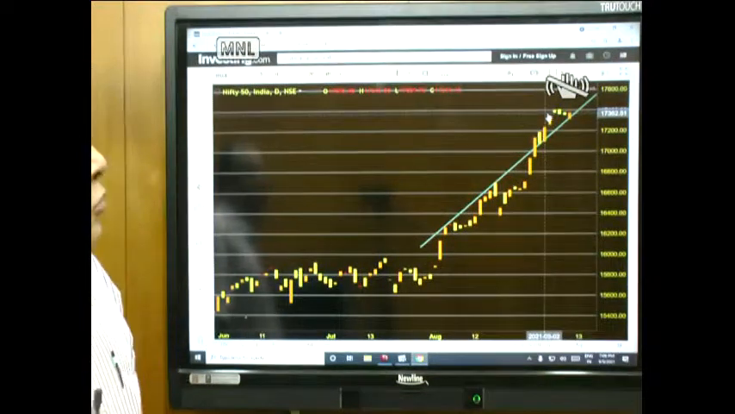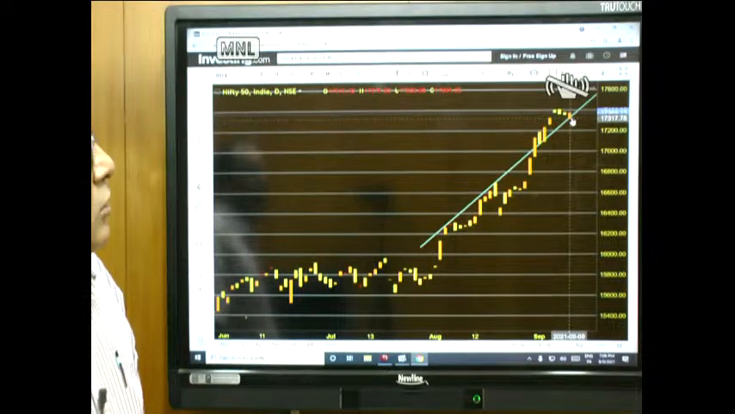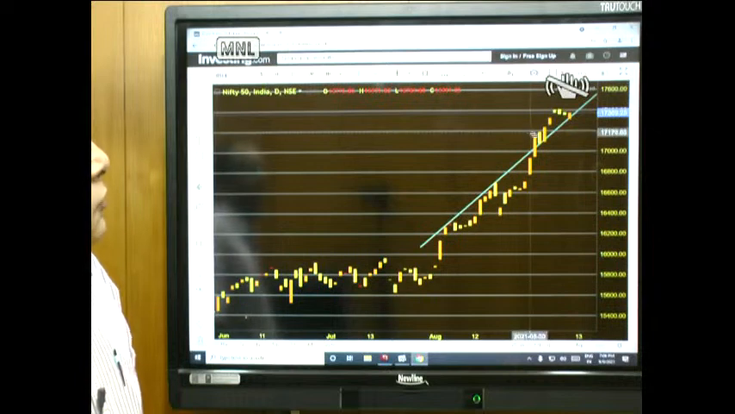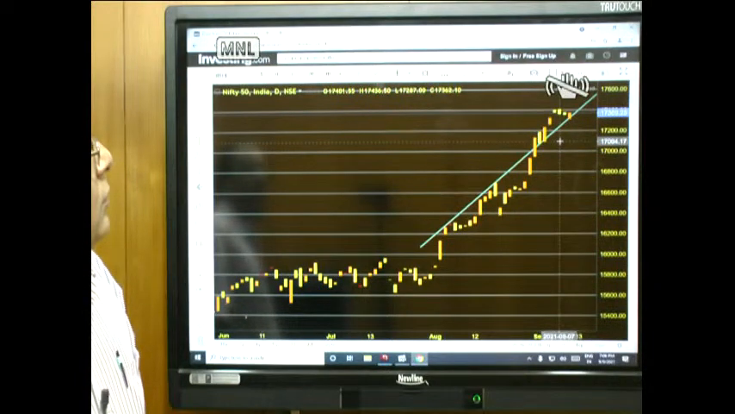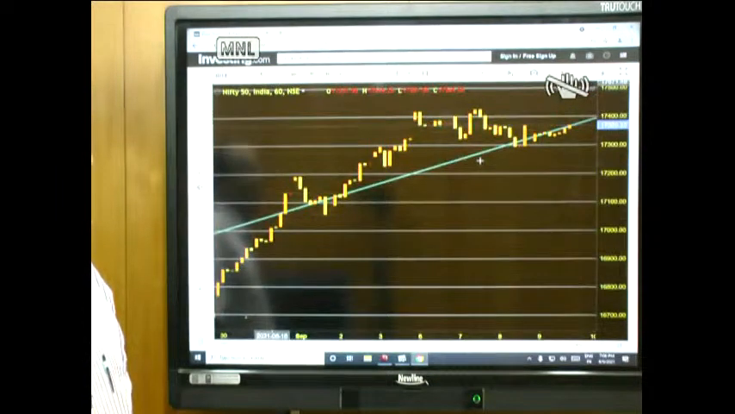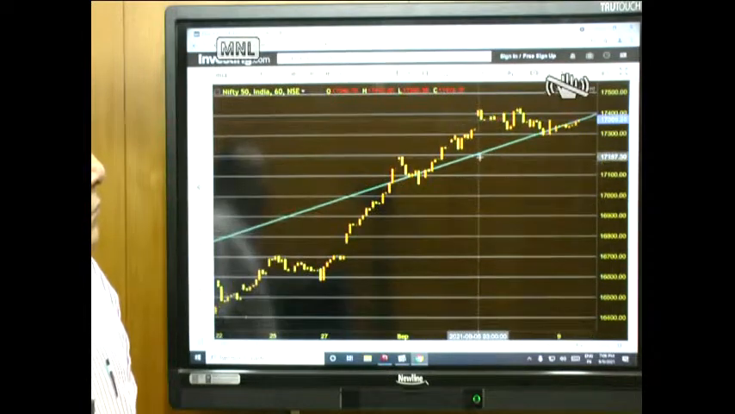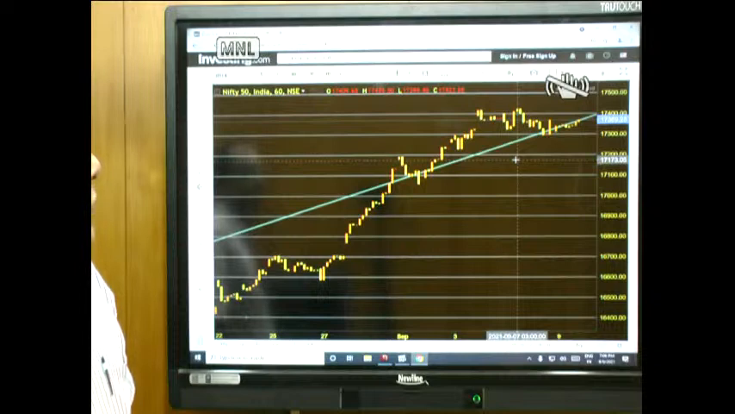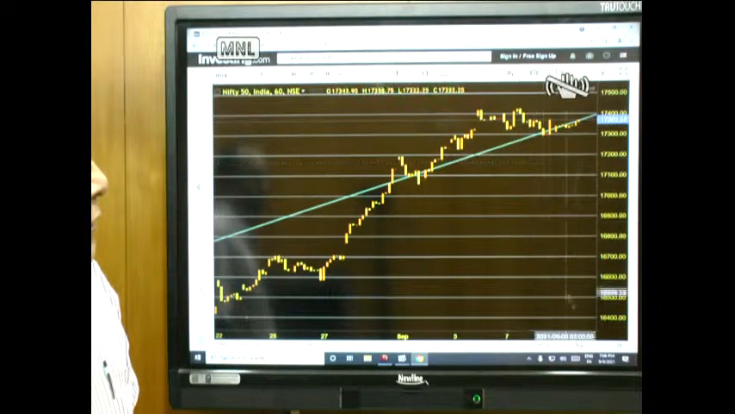For this, let's go to the hourly chart. 17,303 is the low that has come today. This is the Nifty Futures. This is 17,435, on the 7th. We'll look at the Indian time.